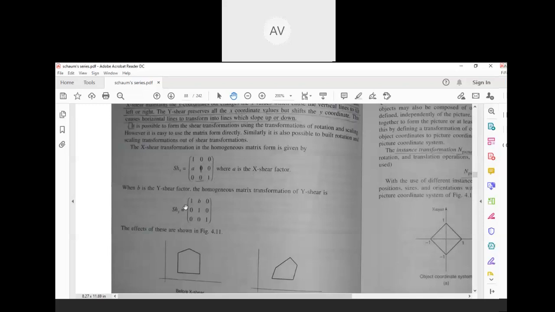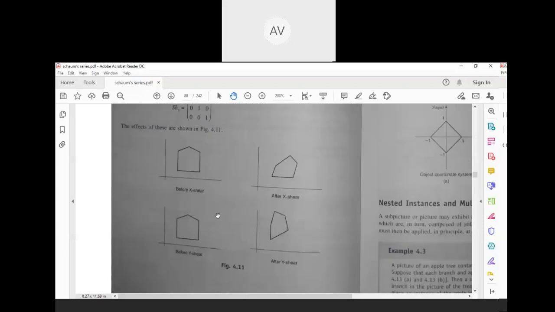Similarly, when you shear in y-axis, the matrix will be 1 b 0, 0 1 0, and here 0 0 1, like that. See here, before shear in x, after shear in x, see the coordinates in the y direction and x direction. Shear in x, so the y coordinate has been changed. The factor will be added over. Before shearing in y, we are pulling this side, so the object after shear will look like this.